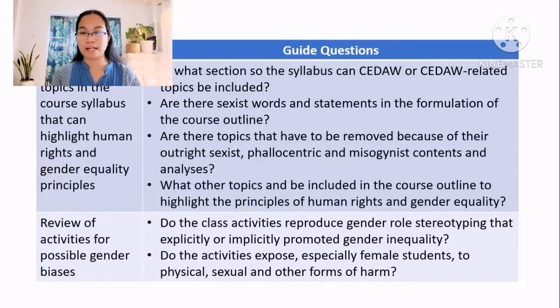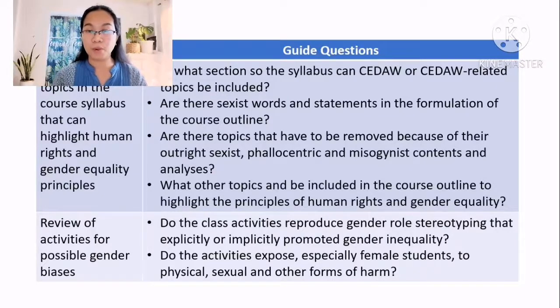Review of activities for possible gender biases. Do the class activities reproduce gender role stereotyping that explicitly or implicitly promoted gender inequality? Do the activities expose especially female students to physical, sexual, or other forms of harm? We can look into the activities ng mga estudyante natin. Let's say, common problem daw to sa physical education. I'm not saying that we have the same problem, but in research, may mga institutions kasi that yung mga female students, hindi masyado silang ine-engage sa physical activity in physical education. So, yun yung titingnan natin.